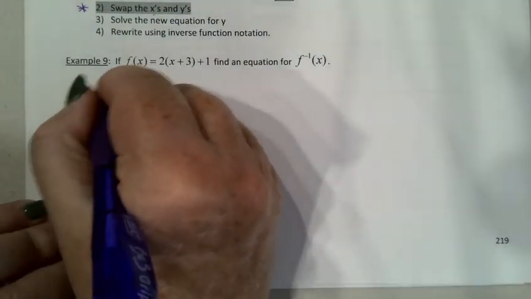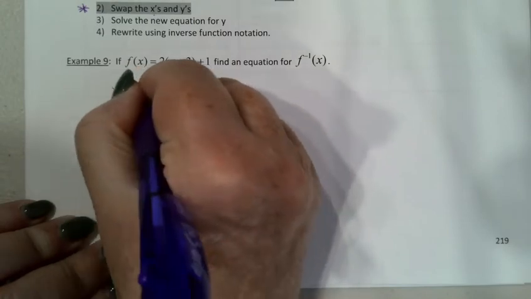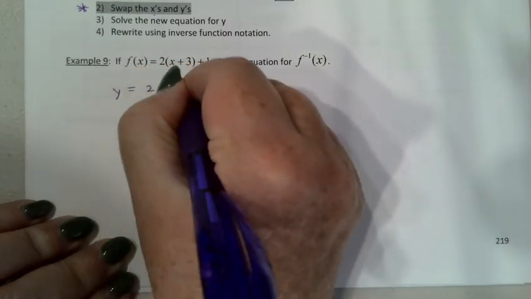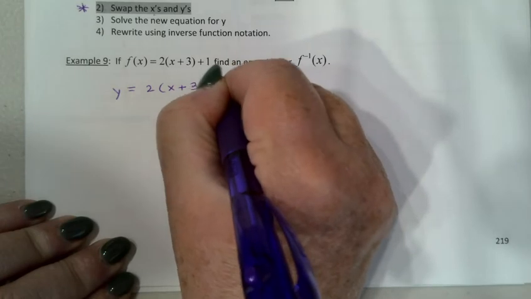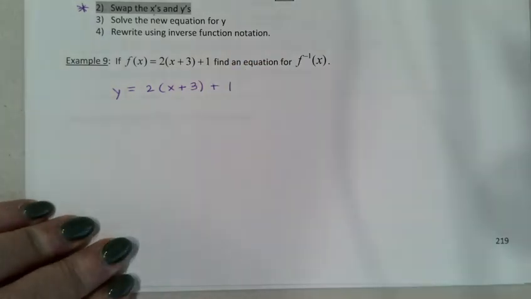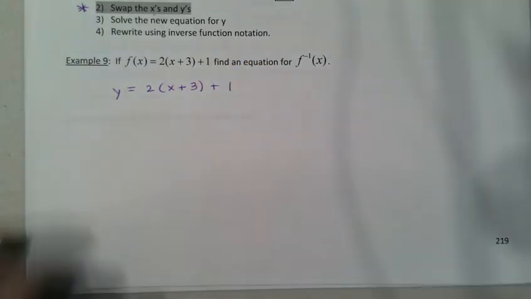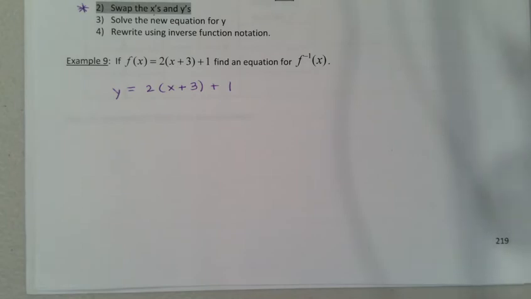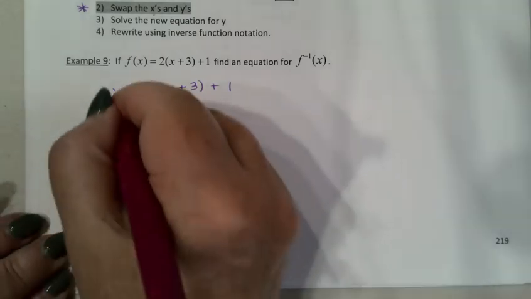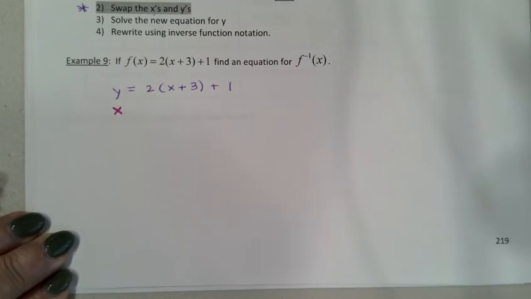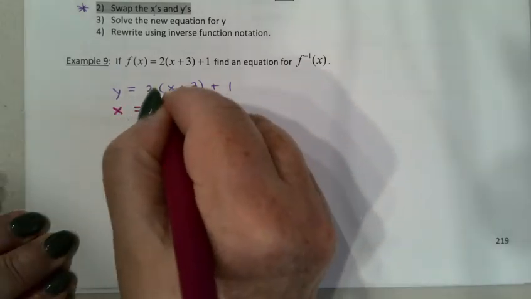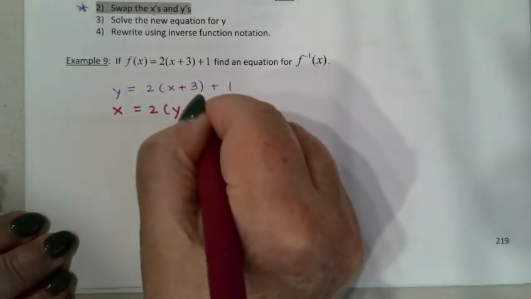All right, so let me follow this format here. I'm going to start by rewriting this in the form y equals 2 times x plus 3 plus 1. And then right here in this next step, I'm going to switch the x and the y. So this becomes the x, and that becomes the y.